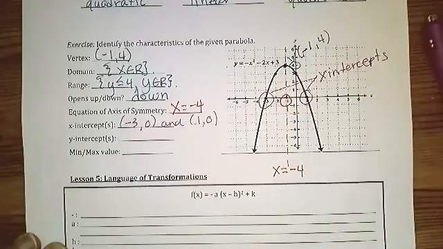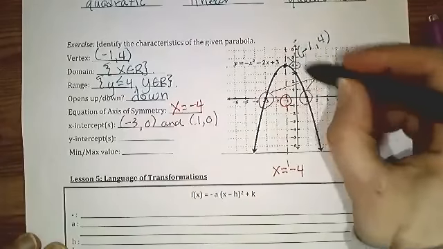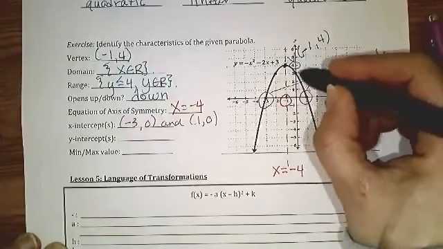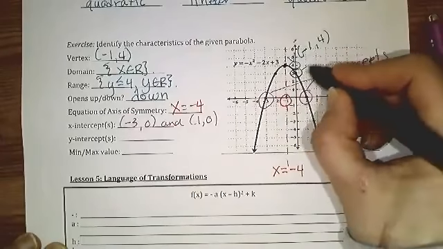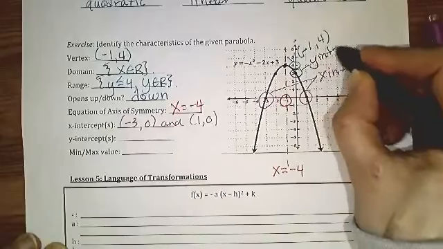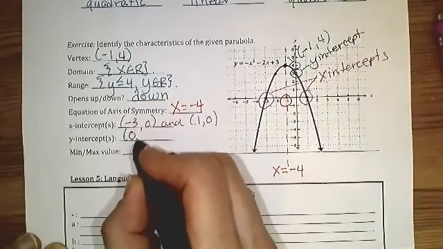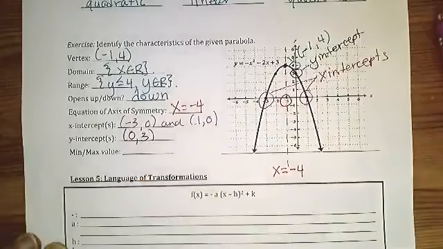Y-intercepts. So the y-intercepts are where we cross the y-axis. And as we can see, the graph is intersecting here at the y-axis. So this is our y-intercept. And our x value there is 0, and our y value is 3. So that is the y-intercept.